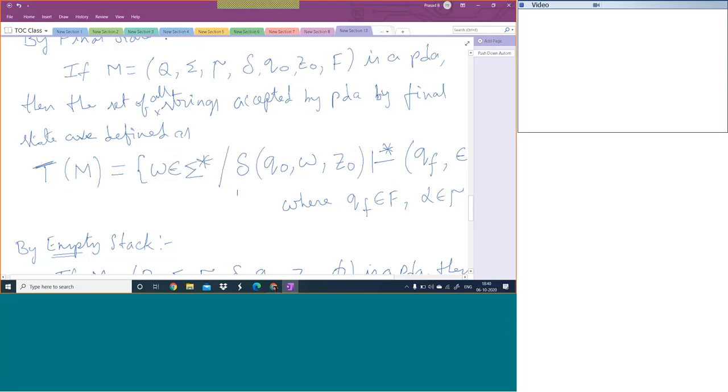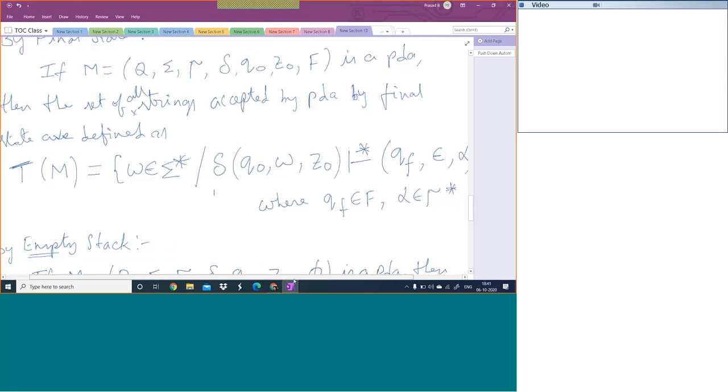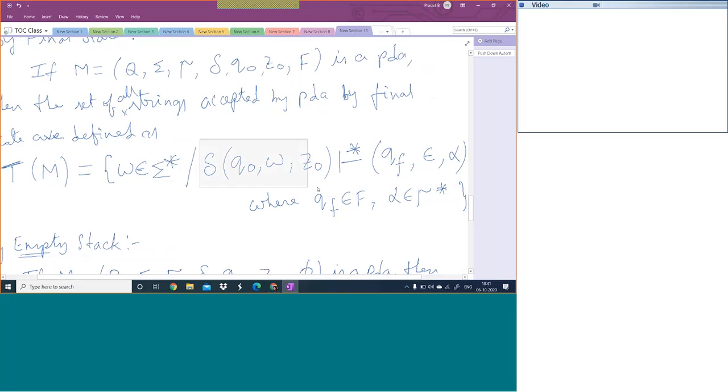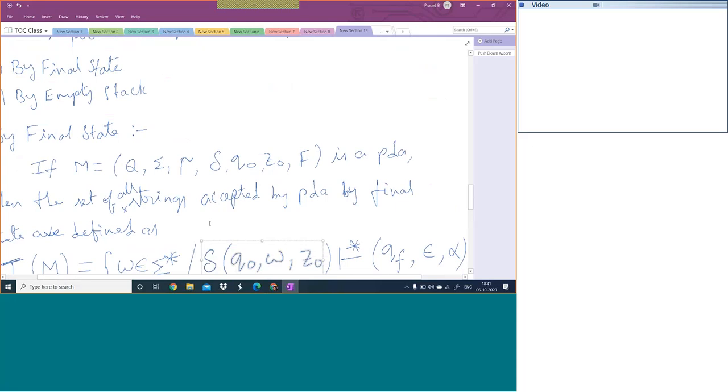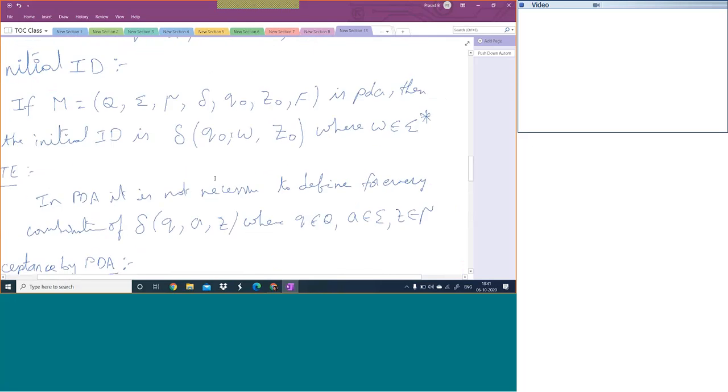In the case of finite automata, it has to start from the initial state, whereas in the case of PDA, it has to start from the initial ID. I told you what is initial ID. It has to start from this, which is the initial ID here.